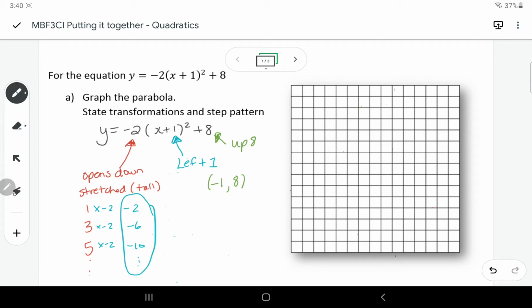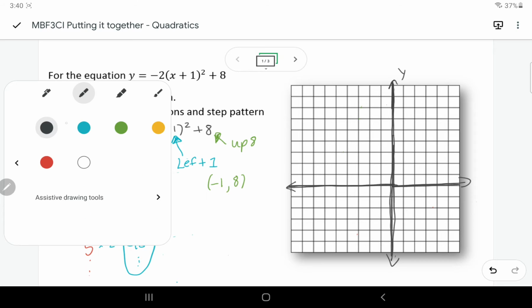So I'm going to put this together now and sketch this graph. I'm highlighting my x and y axis so you can see where we're starting from. Make sure to put arrows on the ends and label your x and y. I want to make sure I leave enough room to go up 8 before I put my points.